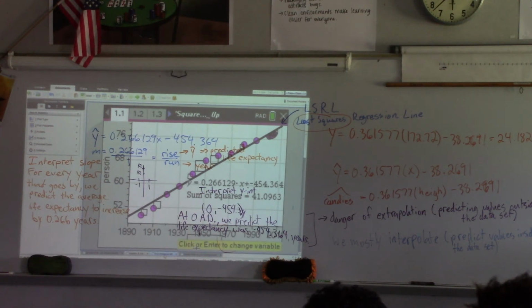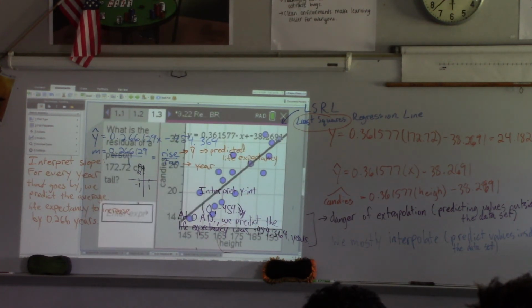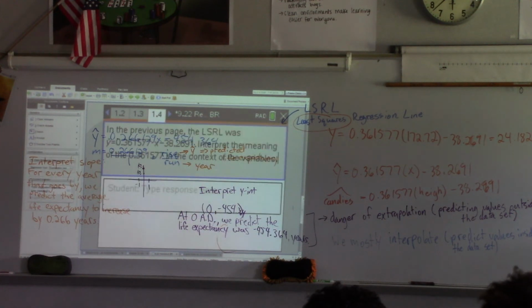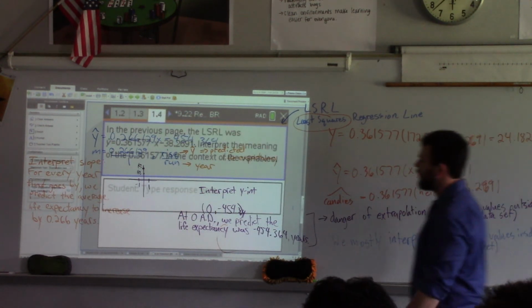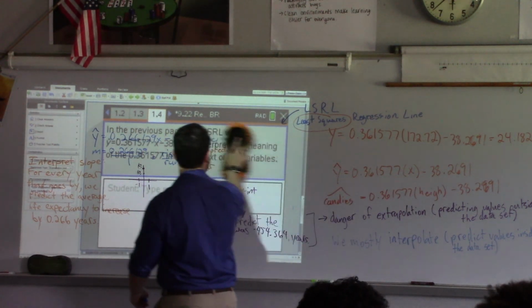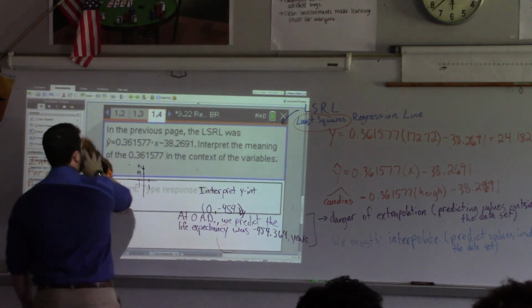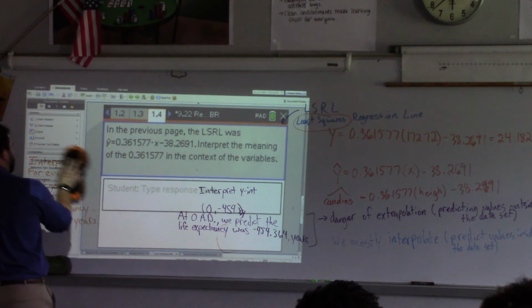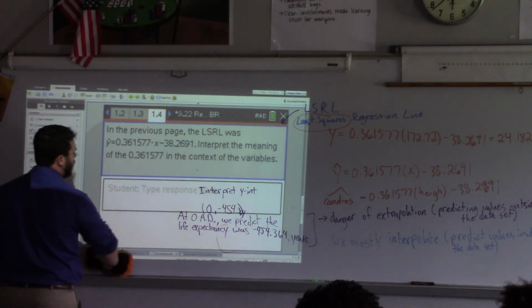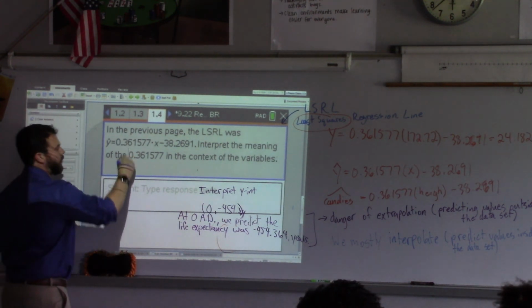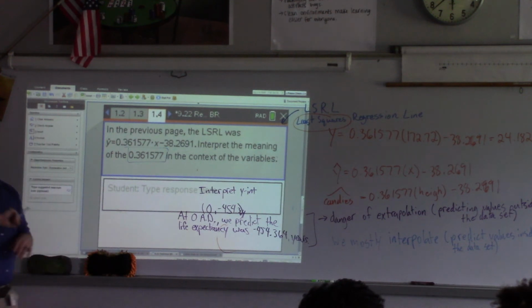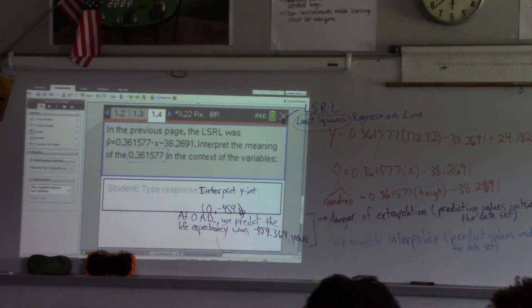That being said, one of the questions on the bell ringer was to interpret the meaning of 0.361577 in the context of the variables. I want you to take 2 minutes. I want you and your group to come up with an interpretation for this number. 2 minutes, go. Talk with your group. Jordan, if you want to move to this group or group 4, you can do that.